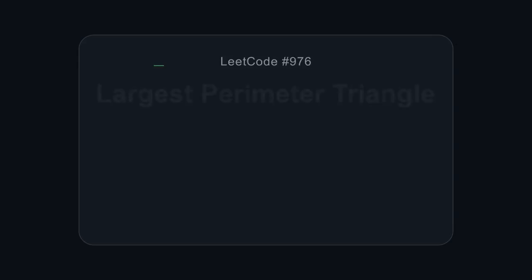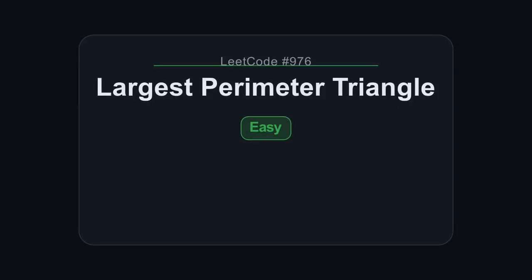Given a list of potential side lengths, your task is to find 3 lengths that can form a valid triangle and result in the largest possible perimeter. If no such triangle can be formed, you should return 0. This problem tests your ability to combine geometric rules with efficient search strategies.